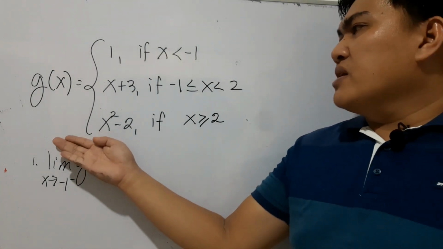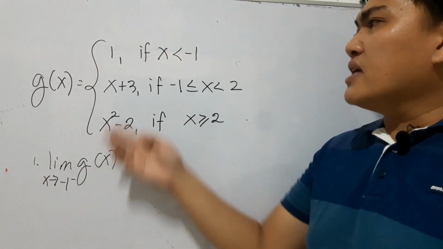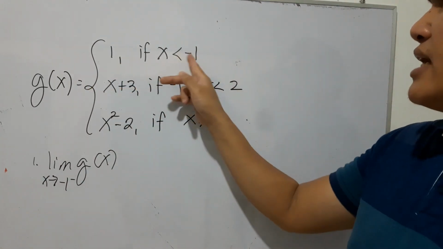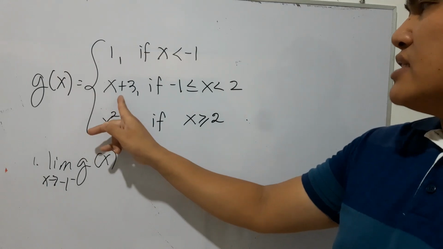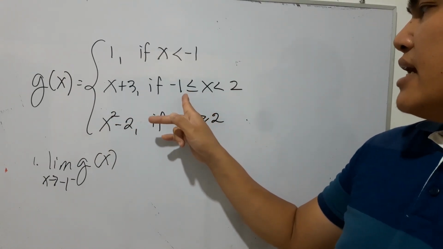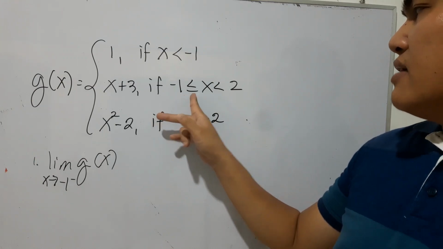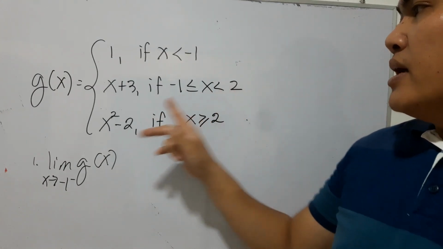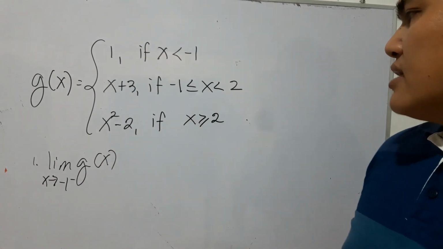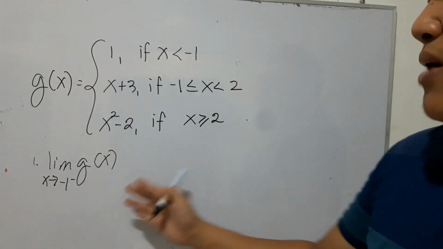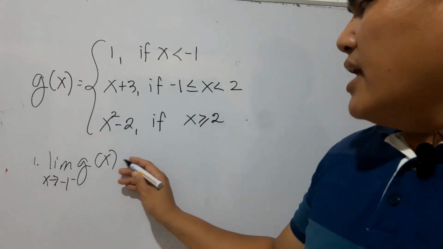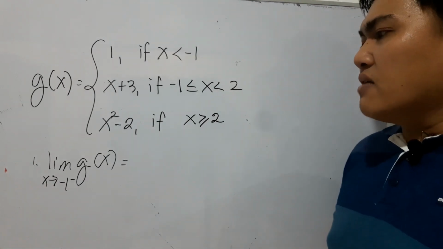If we're given a piecewise function g of x equals 1 if x is less than -1, g of x is x plus 3 if x is greater than or equal to -1 but less than 2, and g of x is x squared minus 2 if x is greater than or equal to 2. What is the limit of g of x as x approaches -1 from the left?